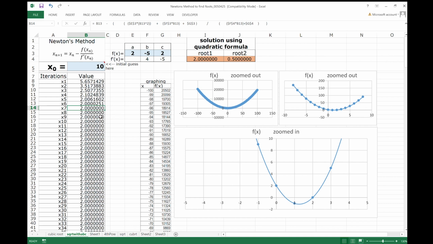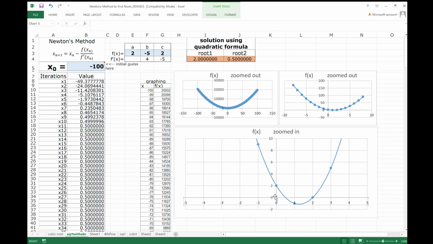Now for the other solution, we use a random negative x sub 0. As mentioned, let's try x sub 0 equals negative 100. Here you can see that by the 11th iteration, it converges to an x value of 0.5. The graph also shows the solutions at 0.5 and 2, where the parabola crosses over the x-axis.